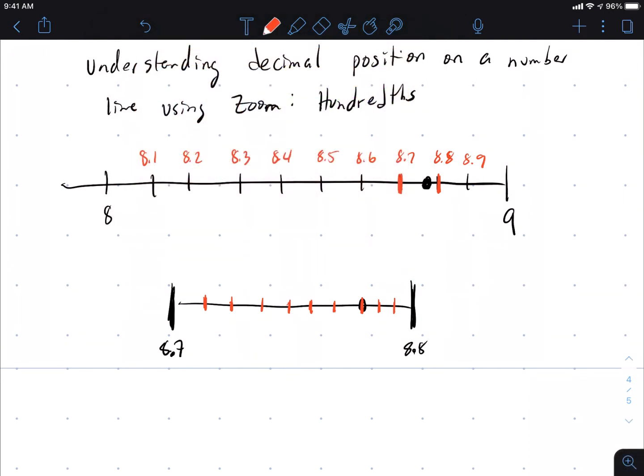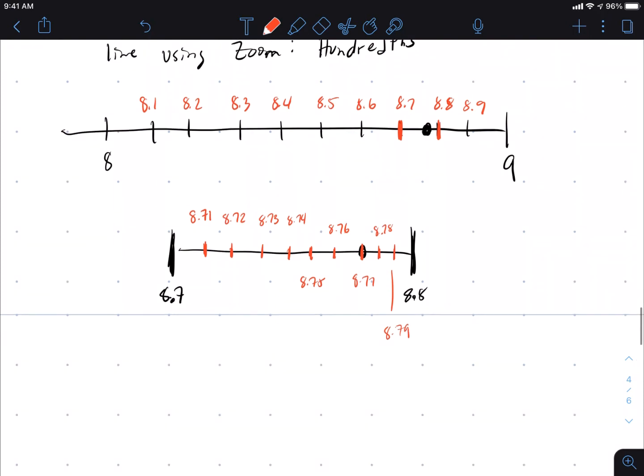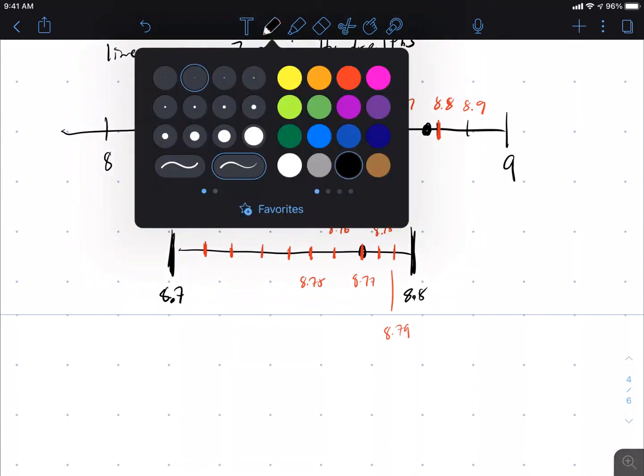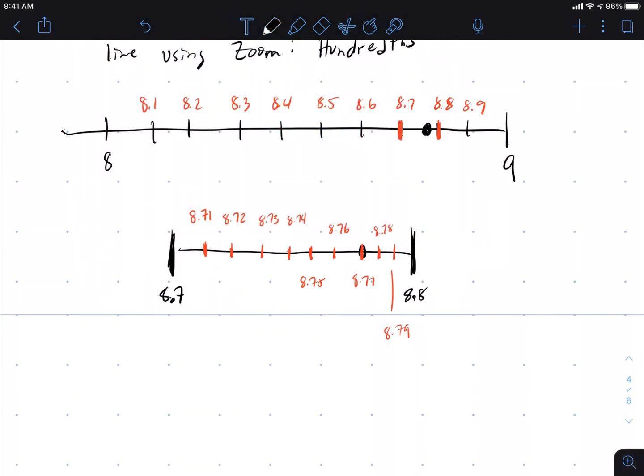So this becomes 8.71, 8.72, 8.73, 8.74, 8.75, 8.76, 8.77, 8.78, and this one's going to be 8.79. The next one would get me 8.8. Does that make sense? So where is my dot? 8.78. No, 8.77. That's it. So my dot is at 8.77.